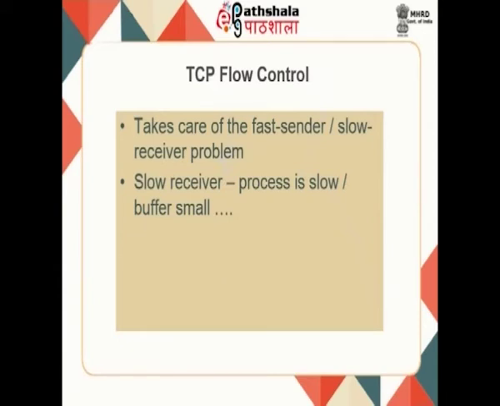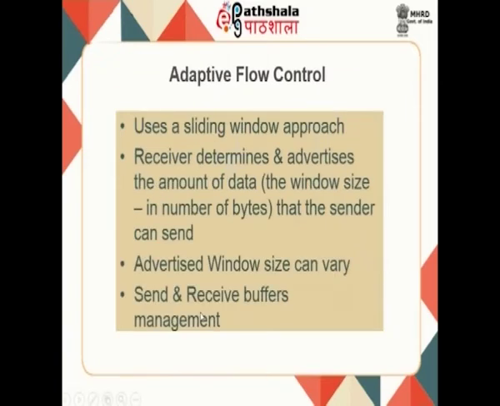So, if you look at flow control, we know that flow control is something that takes care of the fast sender slow receiver problem. Now, when we talk of the slow receiver here, it could be that the receiving process itself could be slow in terms of reading the data, or it could be because the buffer size is small, which also could limit the receiver's capacity in terms of receiving the data. So, how is it that TCP takes care of this flow control mechanism? That is what we will look at now.